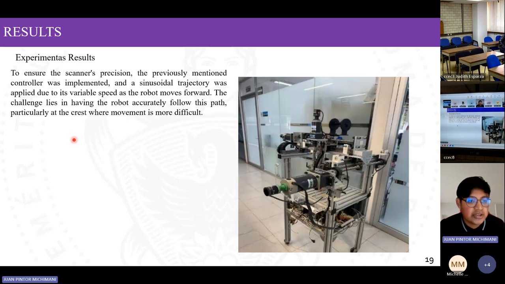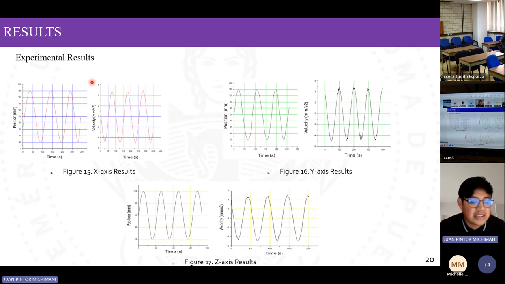Experimental results. To ensure the scan is precise, the previously mentioned control was implemented and a sinusoidal trajectory was applied at variable speed as the robot moves forward. The designed system was experimentally executed, initially following a sinusoidal trajectory to test the robustness of the mechanisms. The results indicate that each of the graphs exhibits similar behavior to the simulated results and demonstrates the system's reliability. Consequently, the next step in testing the robot involves a contouring and scanning routine for a specific part.